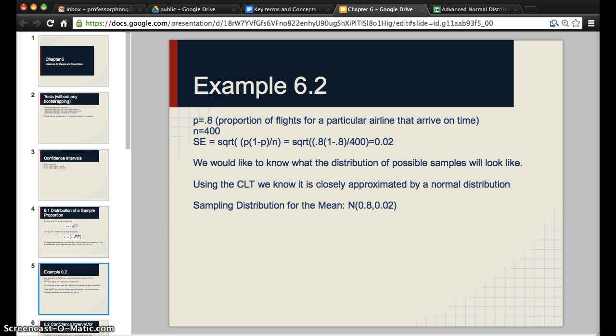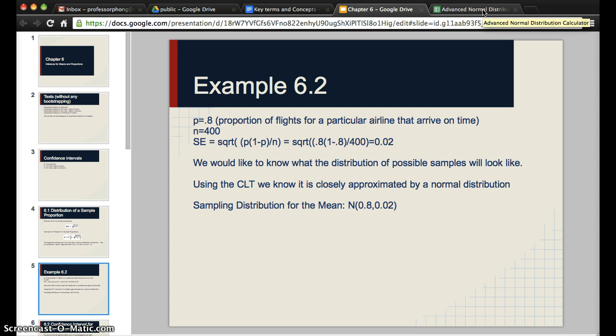For example, 6.2 in the text, if we know that 80% of all flights of a particular airline arrive on time, and we randomly sample 400 of them, what does the distribution of possible outcomes look like? If I were to actually sample 400 planes, I'd probably get something close to 80%. And if somebody else did, they'd probably also get something close to 80%. But what does that variation of distributions look like? Well, using the central limit theorem, we know that the distribution is approximately normal, with a mean of 0.8 and a standard deviation of 0.02.